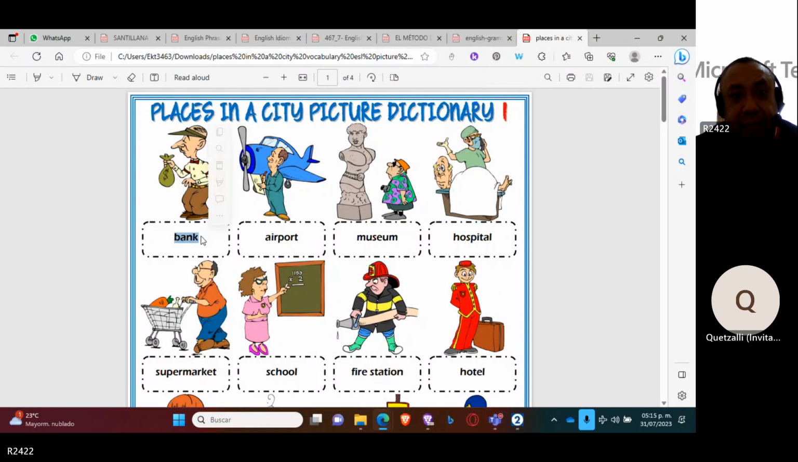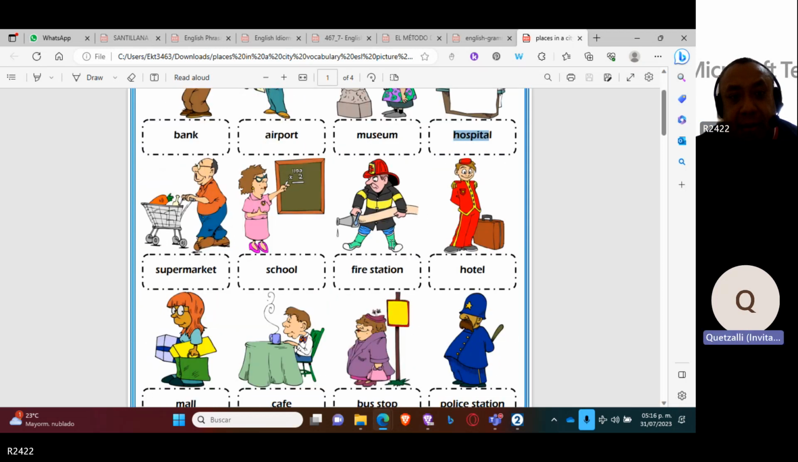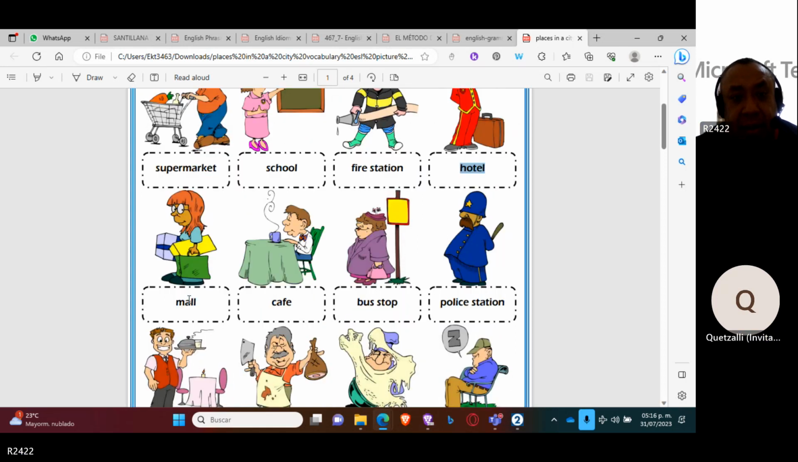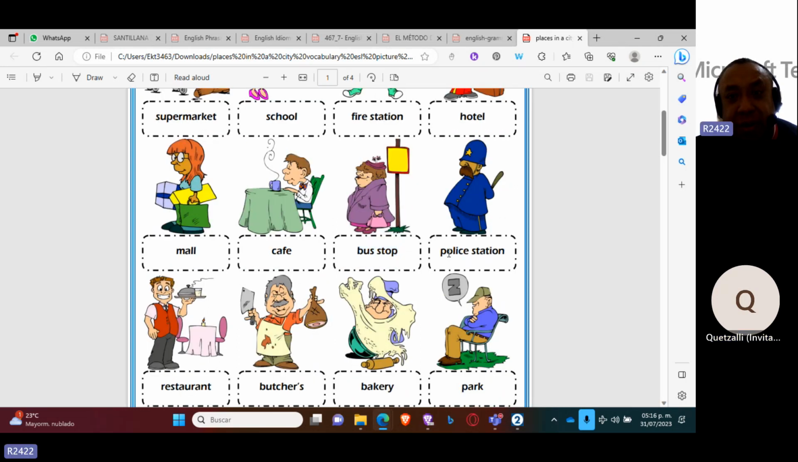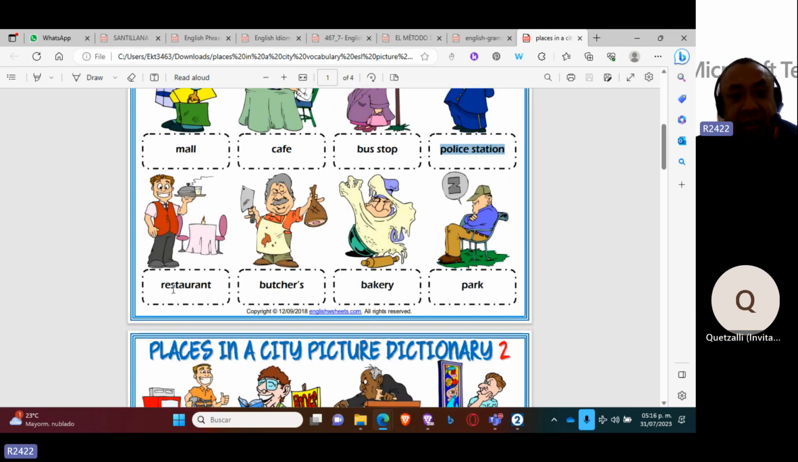Repeat. Bank. Airport. Museum. Hospital. Supermarket. School. Fire station. Hotel. Mall. Café. Bus stop. Police station. Restaurant. Butchers. Bakery. Park.